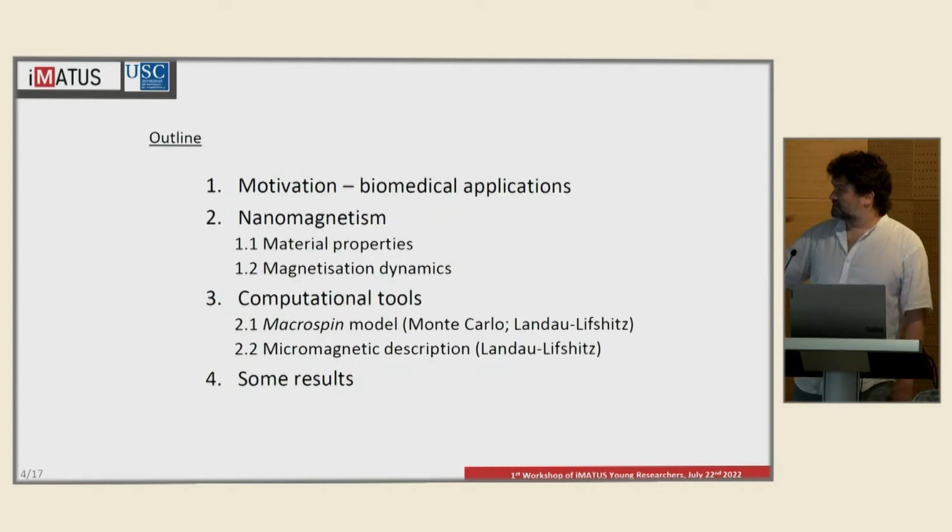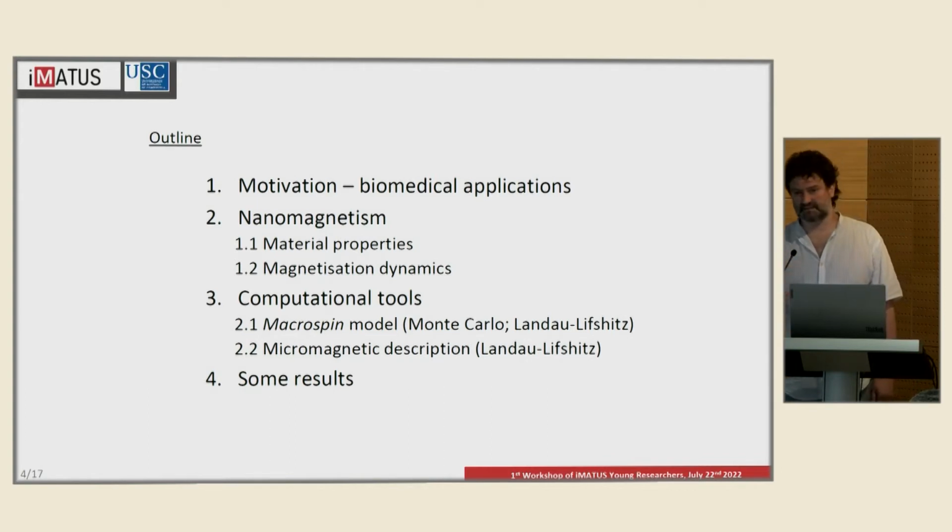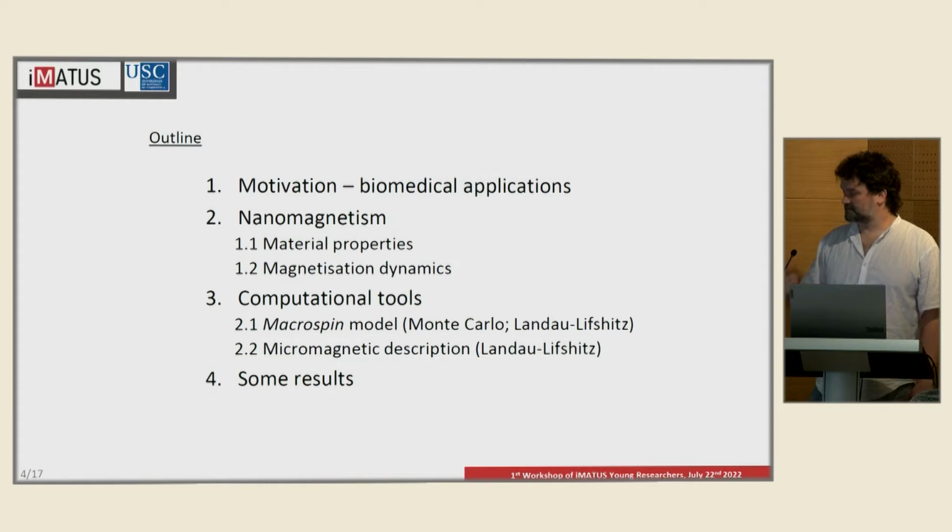So the outline: I will describe briefly some biomedical applications that motivated this work, some basics of nanomagnetism, material properties, that is something we are familiar with, but especially the magnetization dynamics, because that is the key particularity of nanomagnetism for applications. I will summarize the computational tools I mainly use that are based on the macrospin model and micromagnetic descriptions. There are also some Brownian dynamics, but I will not deal with those. And if I have time enough, I will get into some details.